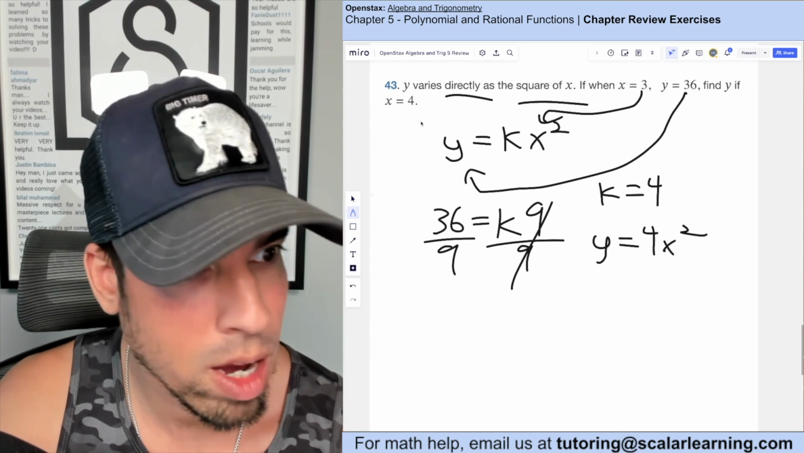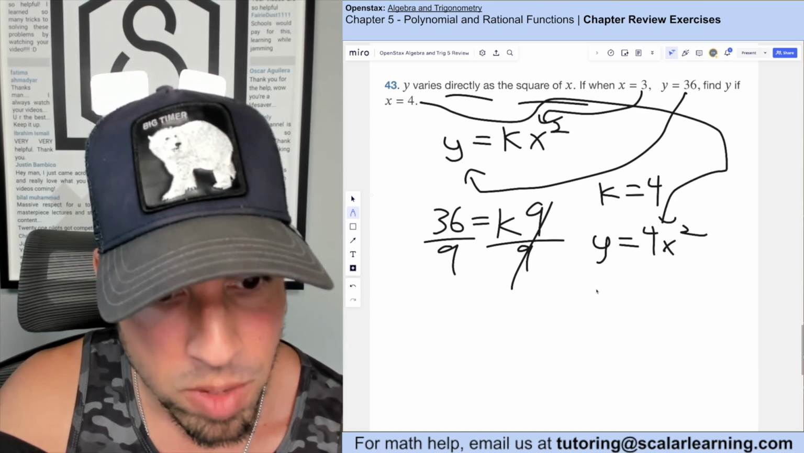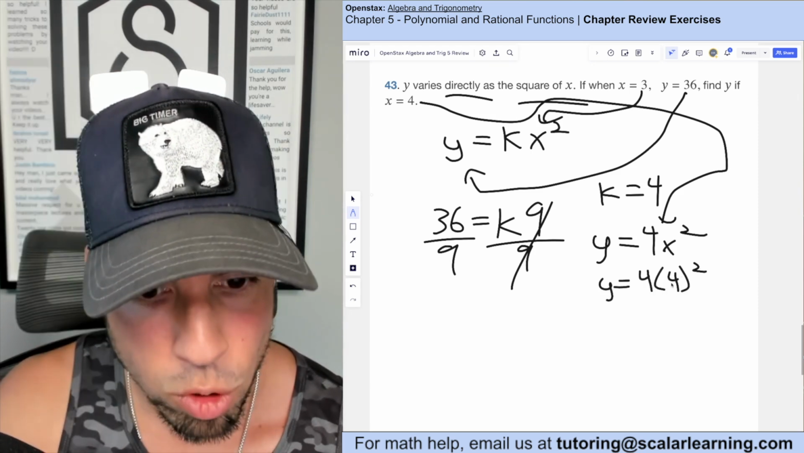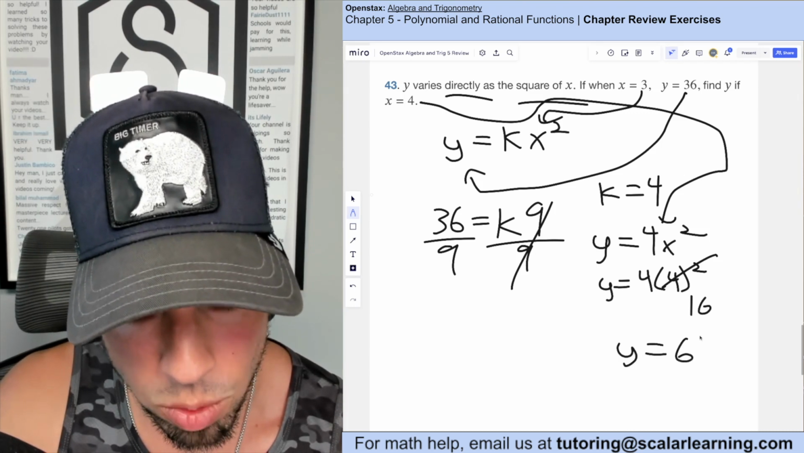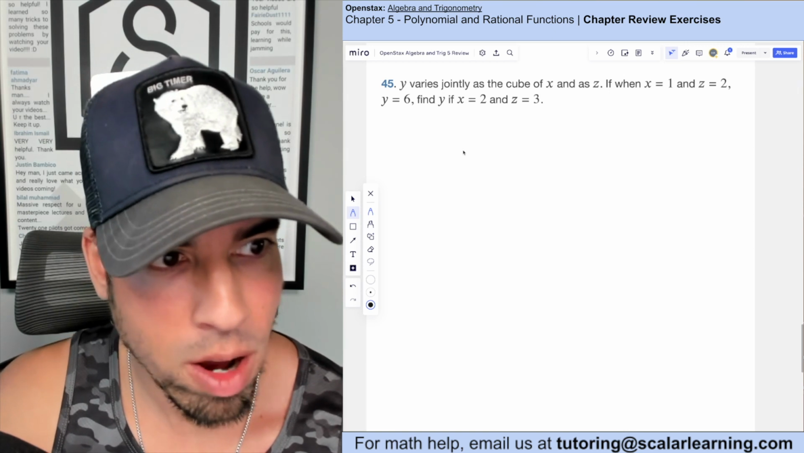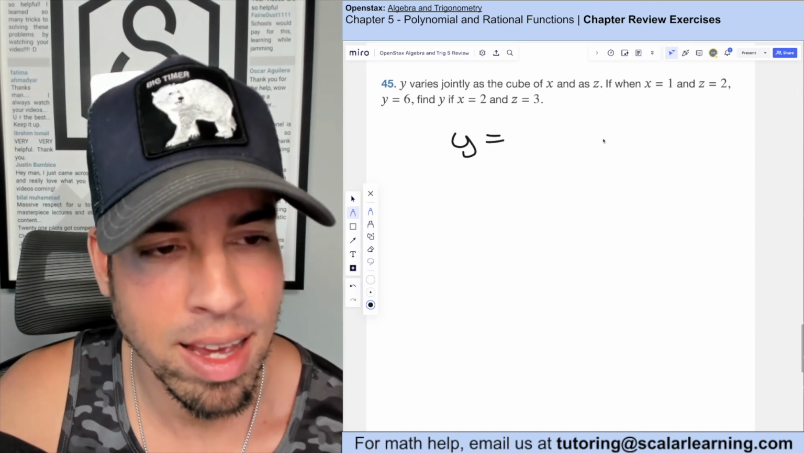And then we can find y when x equals 4. So I'm going to plug it into this final equation. So I got y equals 4 times 4 squared. 4 squared is 16, times 4 is 64. So y equals 64. Boom. Done.